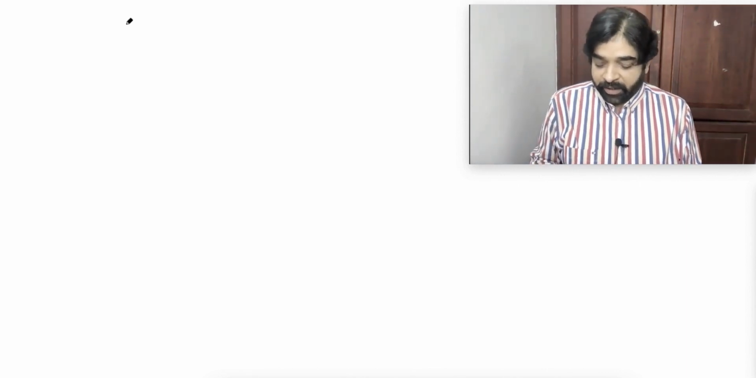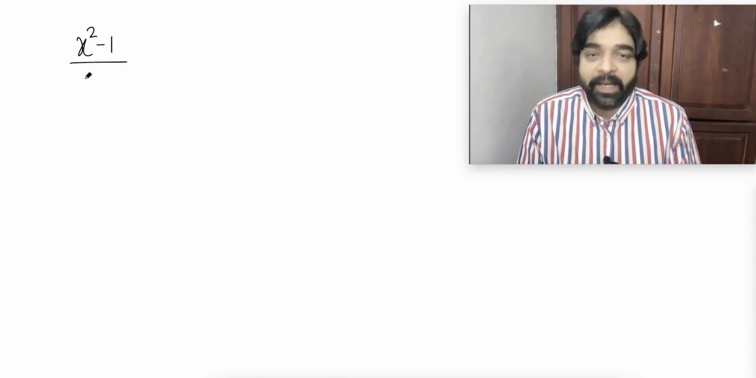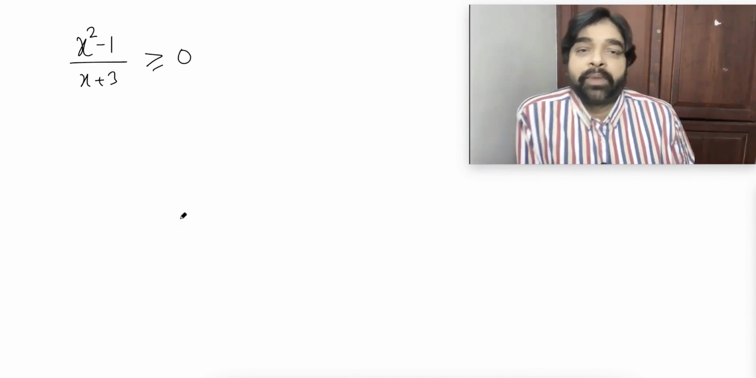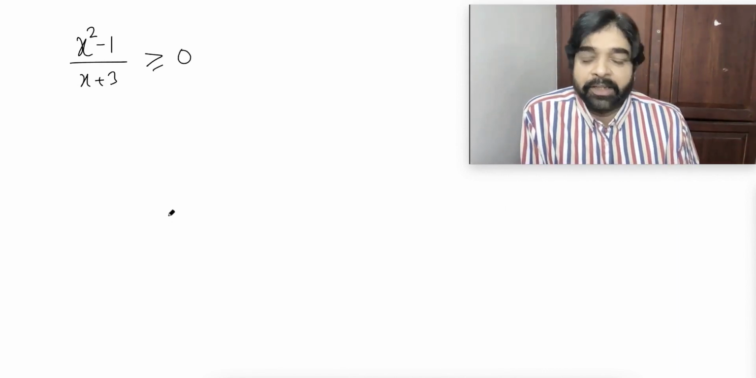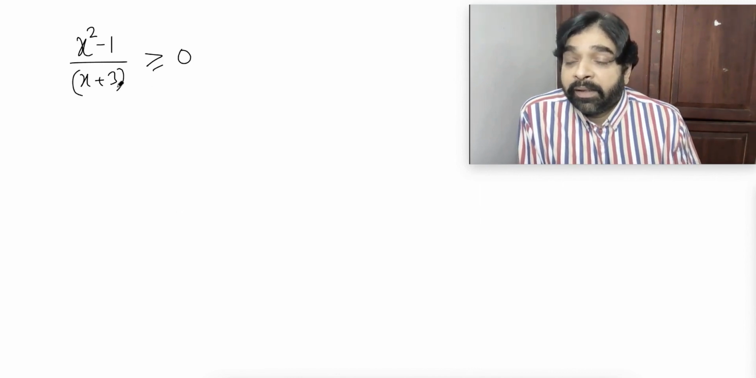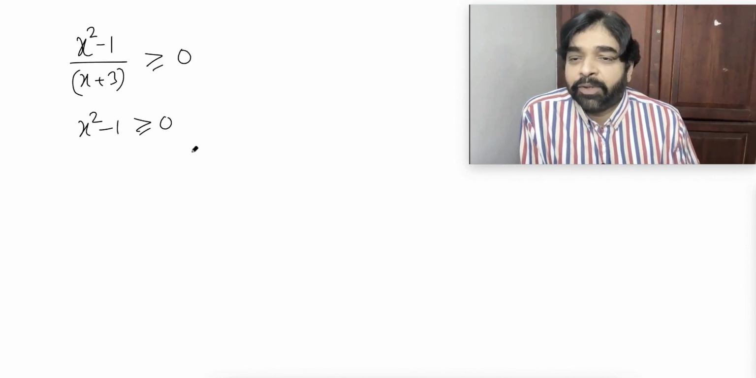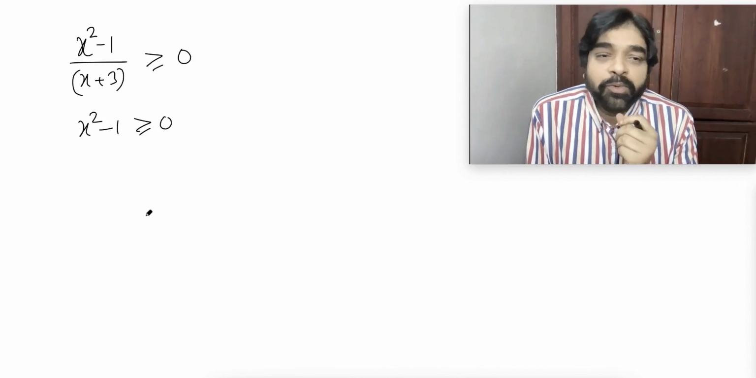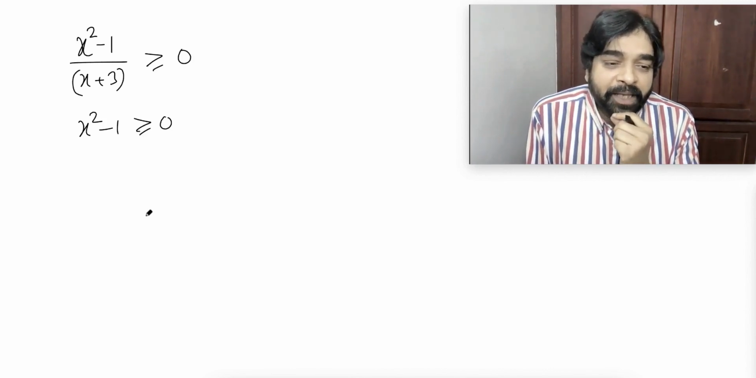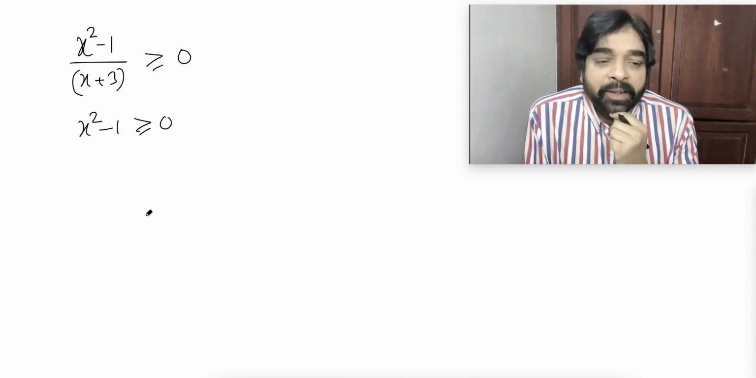Don't write, just listen and answer what I'm asking. Suppose the question is (x square minus 1) by (x plus 3) greater than or equal to 0. I need to solve this question. Don't solve, just listen. Can I multiply by (x plus 3) and write this question? Is this equivalent to the original? Are these two questions equivalent? Please answer.